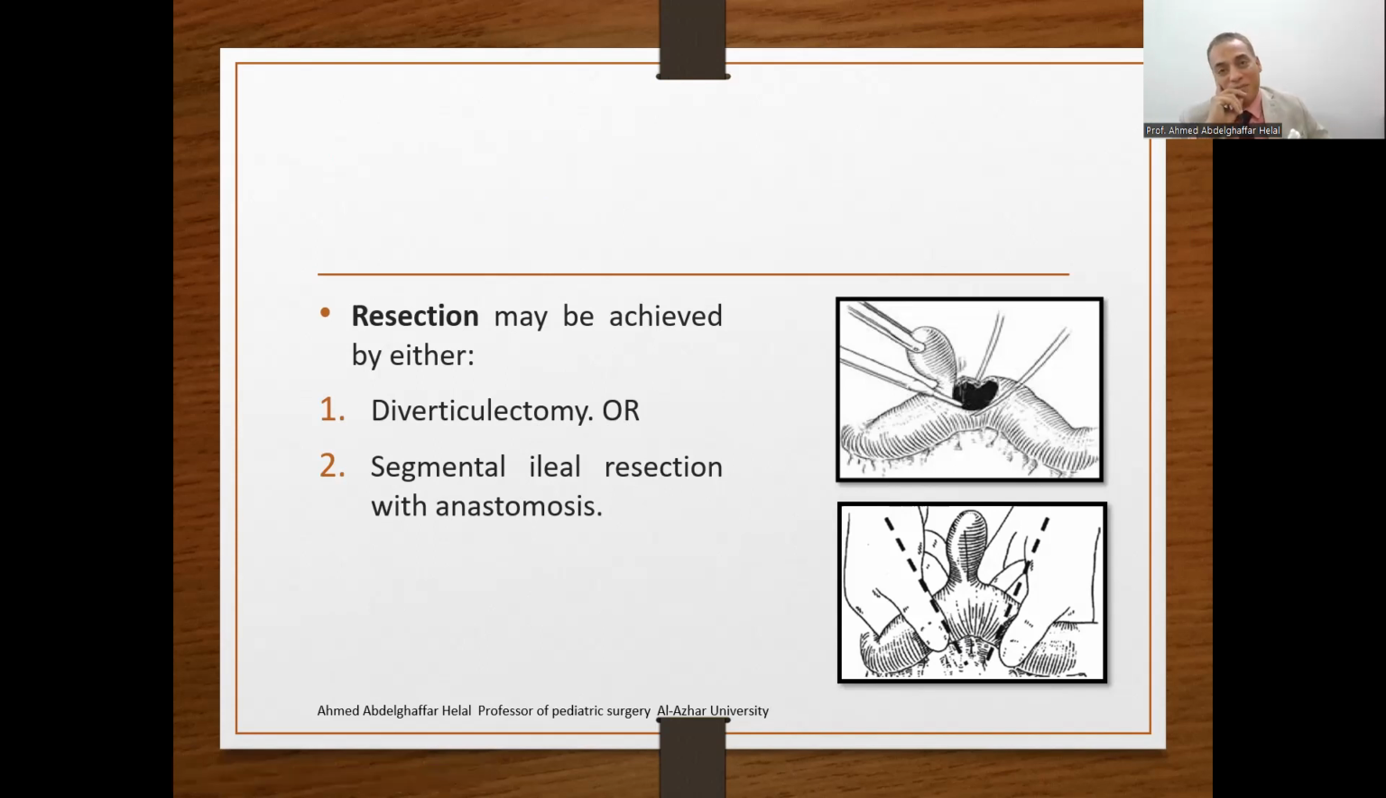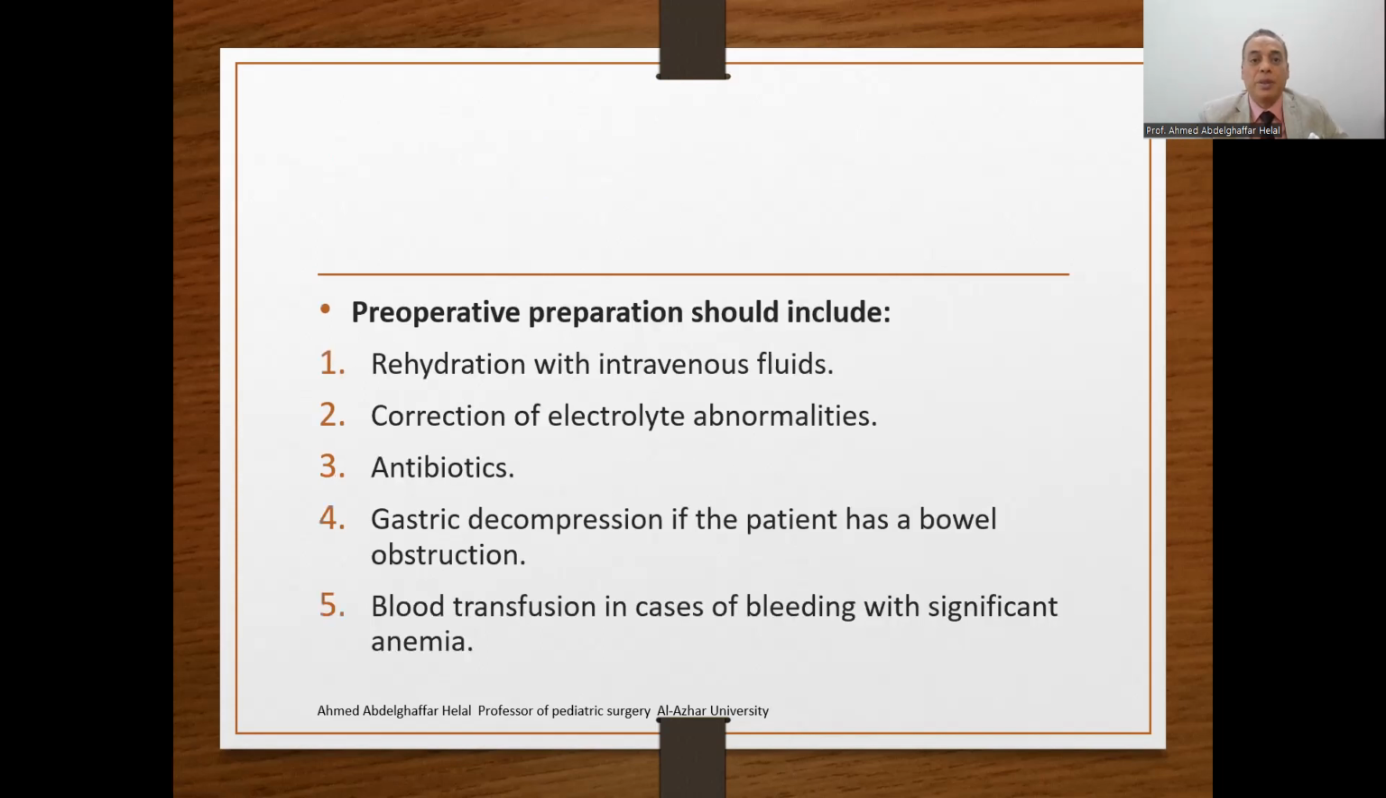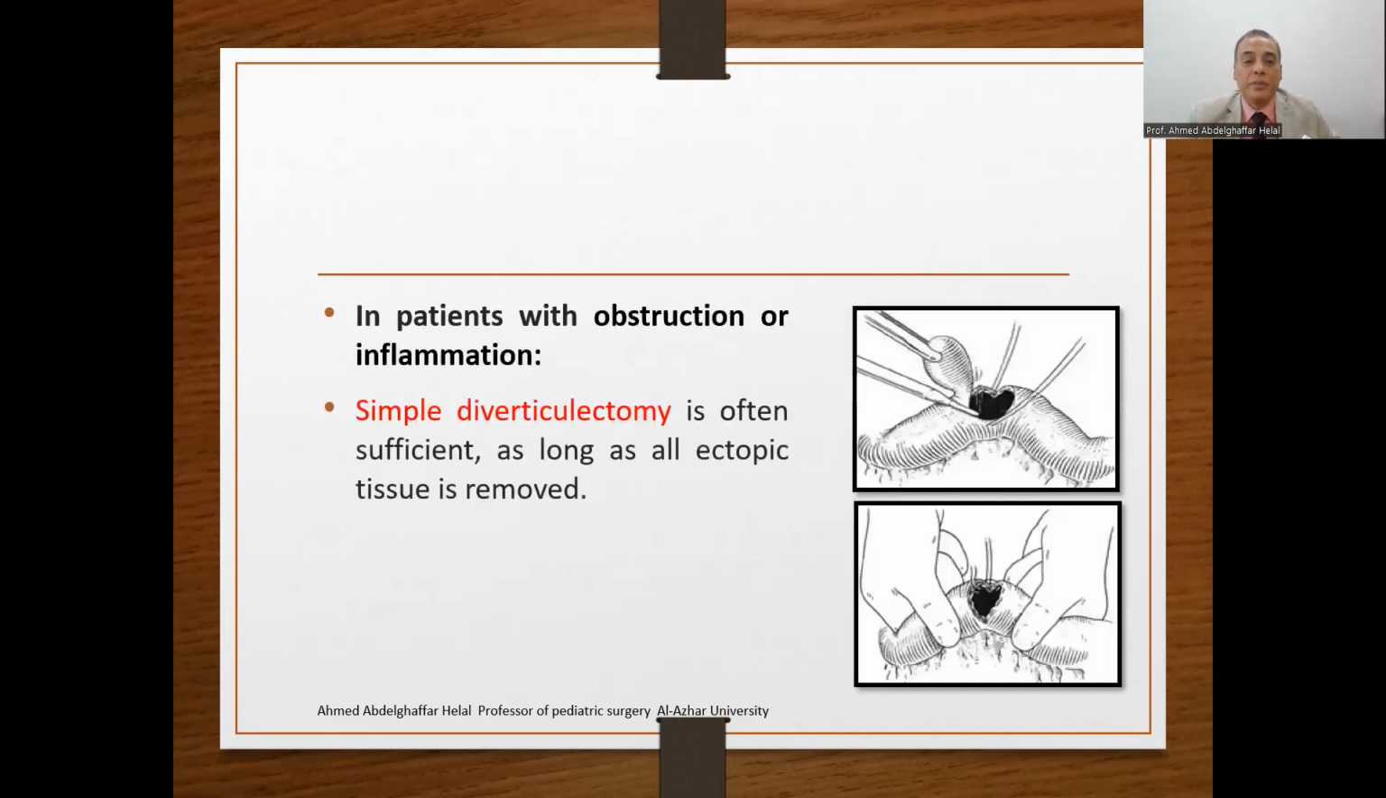What is the difference? In some cases, removal of the diverticulum will leave behind an ulcer in the ileum, so you need to remove the segment, an ileal resection. The preoperative preparation should include rehydration with intravenous fluids, correction of electrolyte abnormalities, antibiotics, gastric decompression if the patient has a bowel obstruction, and blood transfusion in case of bleeding with significant anemia.